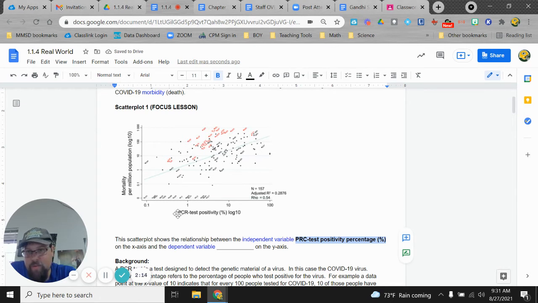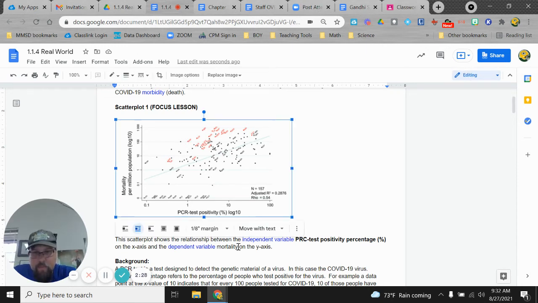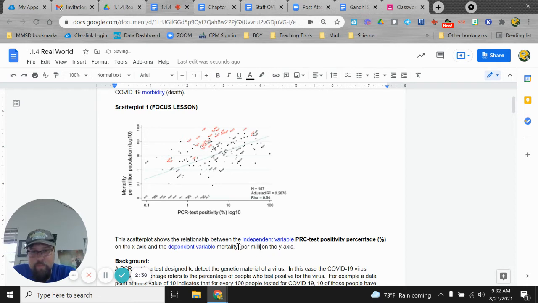Our dependent variable in this case is mortality. To be a little more specific, I'll type the word mortality, which again means death, per million population. So a ratio: mortality per million people. We've determined our two variables. So what we're attempting to determine here is whether there is a relationship between PCR test positivity percentage and the mortality rate or death rate per million people.